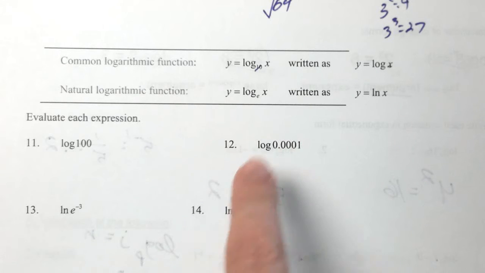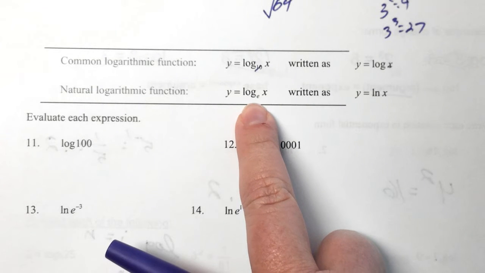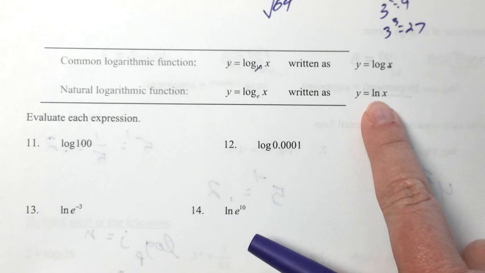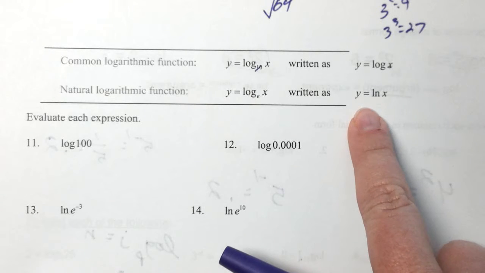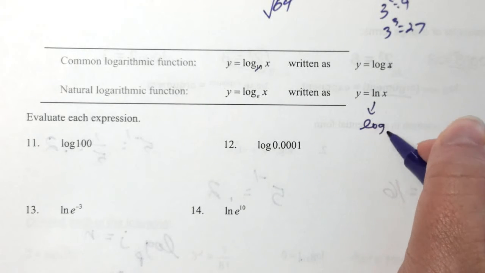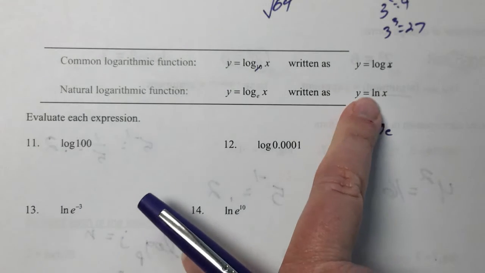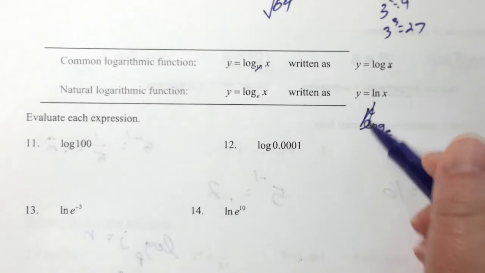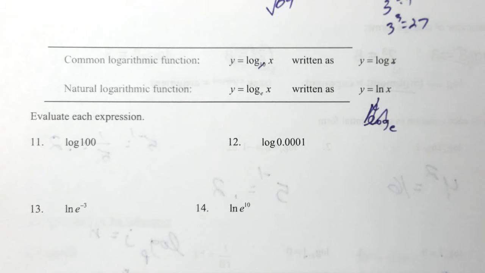Another log that comes up often is log base e, okay? In fact, log base e comes up so often that a shortcut is to just call it ln of x. So ln means log base e, but it's a shortcut. Instead of writing log base e, you just write ln, and people know, oh, that's log base e. It's a shortcut to save you so much writing.